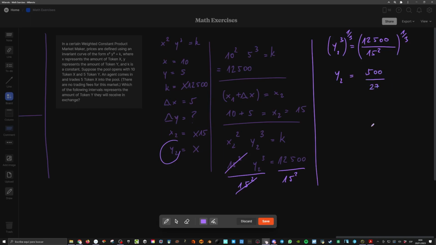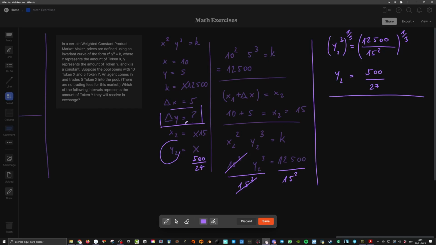For now, we'll leave it like this, because we don't want to go to decimals. Now, delta y is what? It's asking for a range. Which of the following intervals represents the amount of token y they will receive? It's asking for a point. We can get to the point once we have the last delta y.